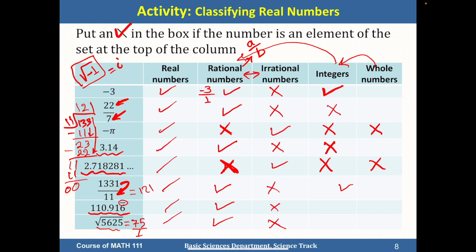What about this value? This value is not an integer since I have the decimal. And the last one, 75. 75 is an integer. If the number is not an integer, it would not be whole either. So here I put x and here also. So I'm left with -3. Is it whole? No, because you don't have negative values in the whole numbers. So this is no. And here, is that whole? Since here no, it would not be a whole number either. 121, is it whole? Yes, it is a whole number. And also 75 is a whole number. Okay.